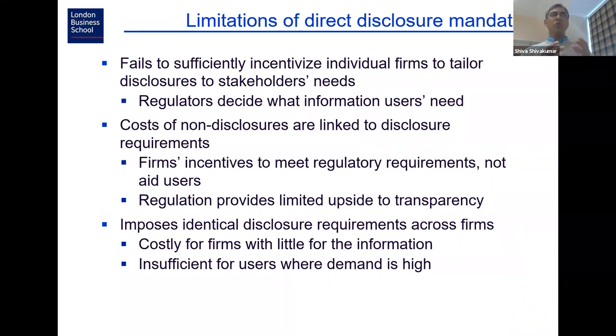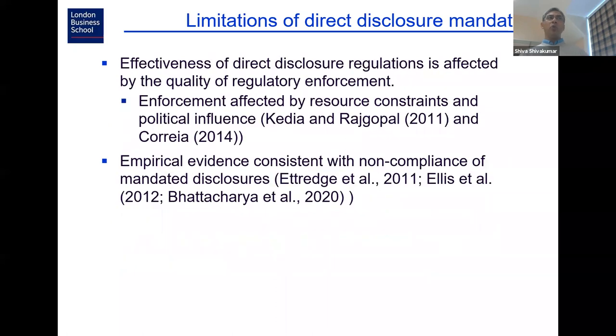Similarly, if there are certain situations where users need a lot less information than what is mandated, then by forcing firms in those situations to also report the same level of information, the mandate is effectively imposing unnecessary cost on all these firms. So these are all the problems with the mandatory regulation, even before we talk about anything to do with enforcement of that regulation.